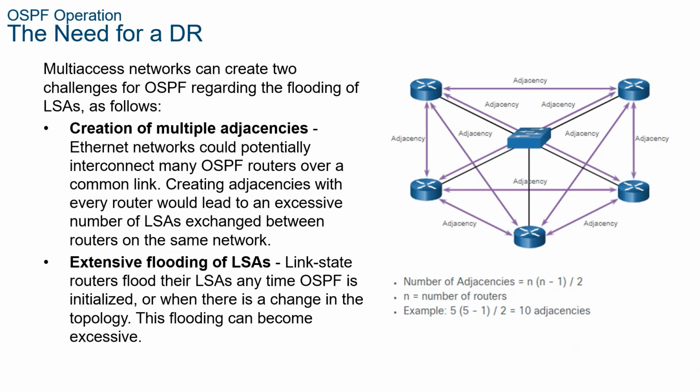Now, this may not seem like much, but as routers are added to the network, the number of adjacencies increases dramatically. For example, a multi-access network with 20 routers would create 190 adjacencies. Can you imagine that?